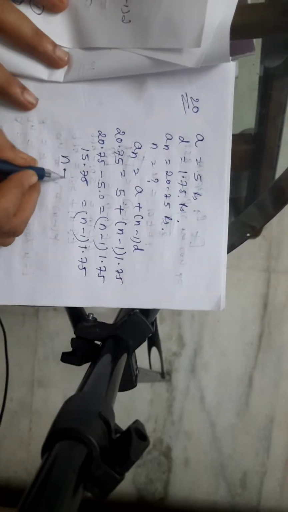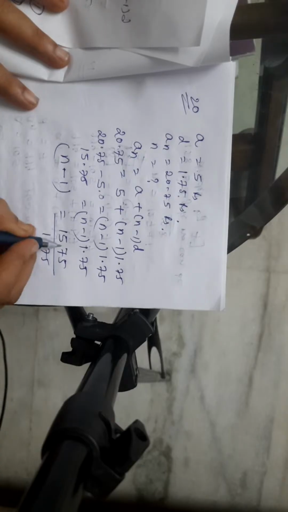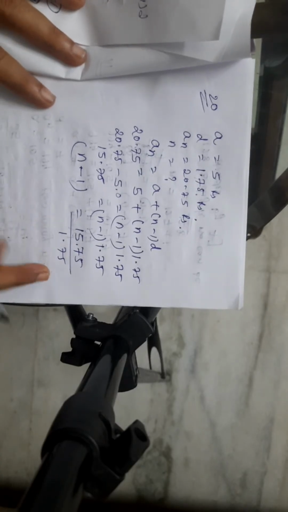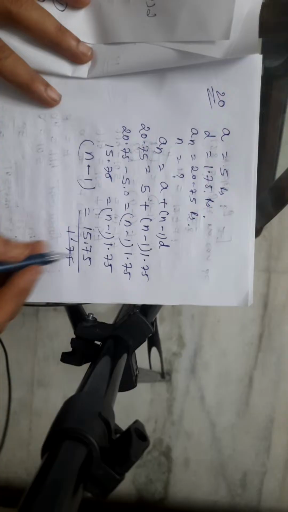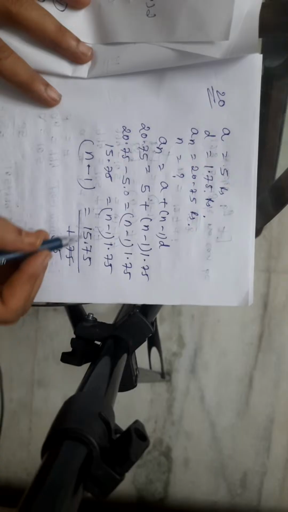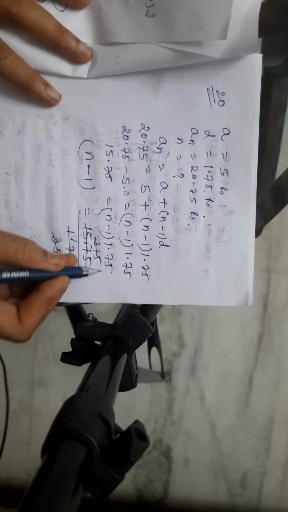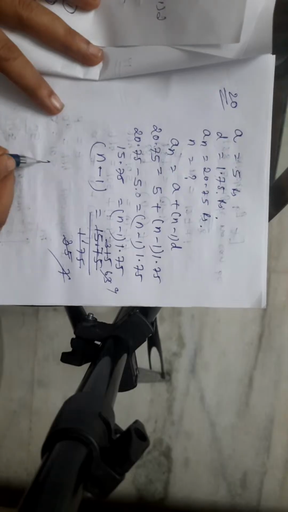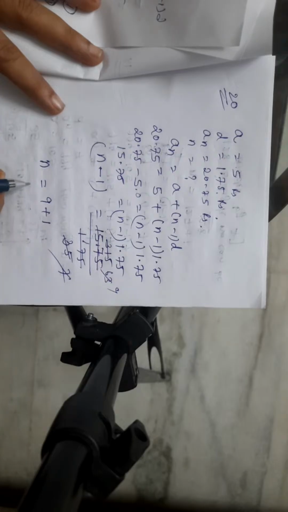So the value of N minus 1 will be 15.75 divided by 1.75. Here both the numbers have 2 digits after the decimal, so we can cancel out the decimal. Now start the calculations. So cancel out both the values with 5. 5 3s are 15, 5 5s are 25. 7 9s are 63. That's the final value of N minus 1, which is 9. Shifting this 1 towards the right, N is 9 plus 1, 10.